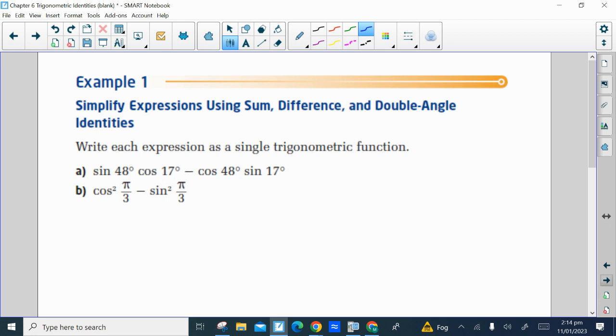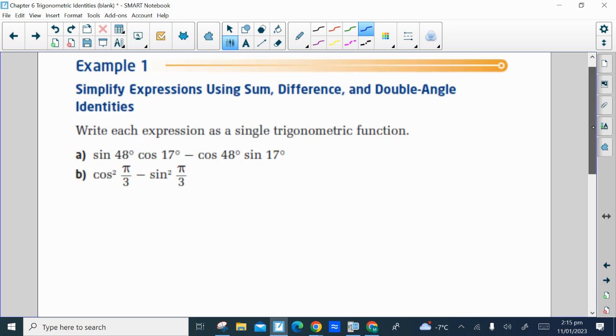One of them being simplifying expressions, which are these first sets of examples. Another application of these sum difference double angle identities is allowing us to find the exact value of values that are not on the unit circle. For example, we're going to see that we can use these to find the exact value of the sine of 75 degrees as one example. 75 degrees is not on the unit circle, but using sum and difference identities, we're going to see that you can actually find the exact value for the sine of 75.